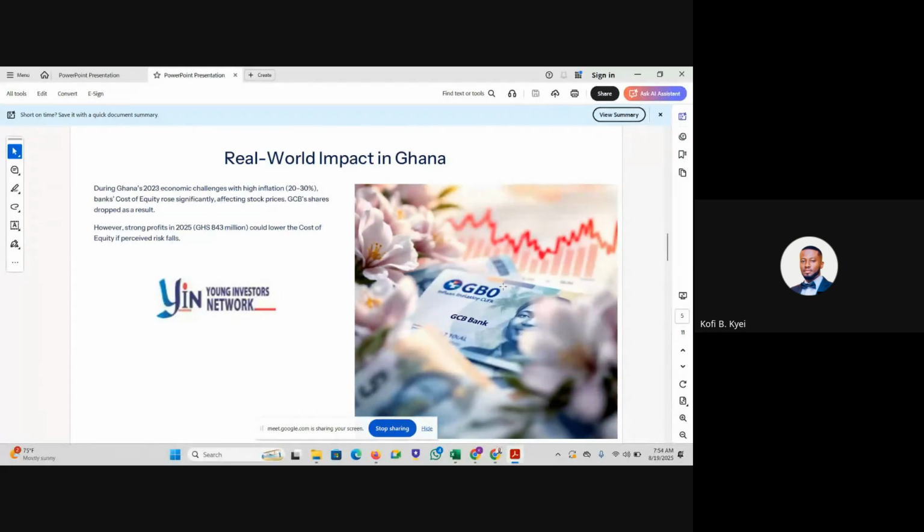So let's look at what happened in Ghana in 2023. During Ghana's 2023 economic challenges, inflation was very high. I think it rose to more than 40%. So banks' cost of equity rose, affecting stock prices. Within that time, stock prices were not looking good. The cost of equity was very high.